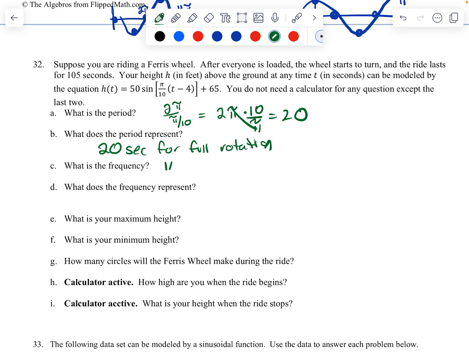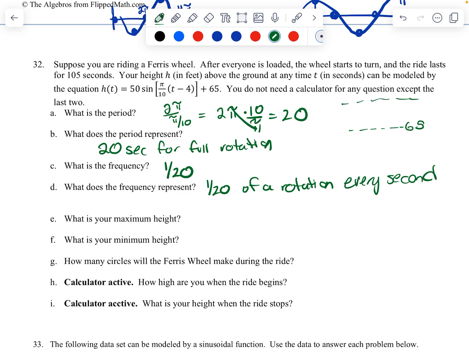What is the frequency? 1 over 20. So what does that mean? It makes 1/20th of a rotation every second. What's your maximum height? Well, our midline's 65, right? And it goes up 50 and down 50. So that would be 115. So 115 feet. Our minimum would be 15 feet.